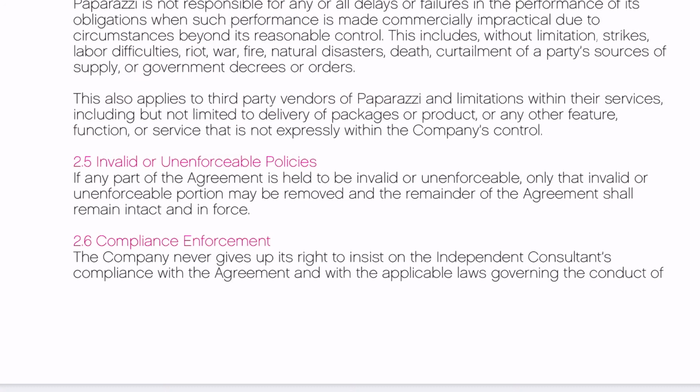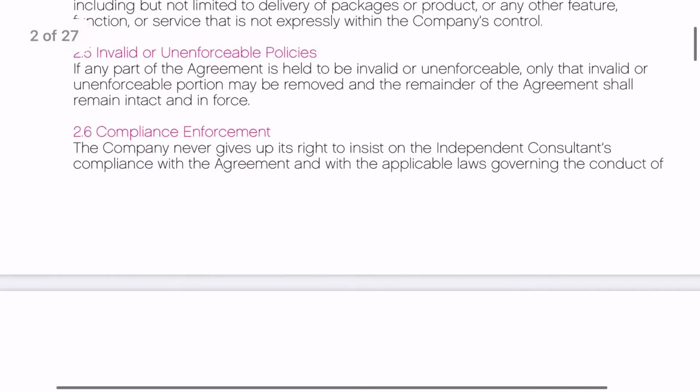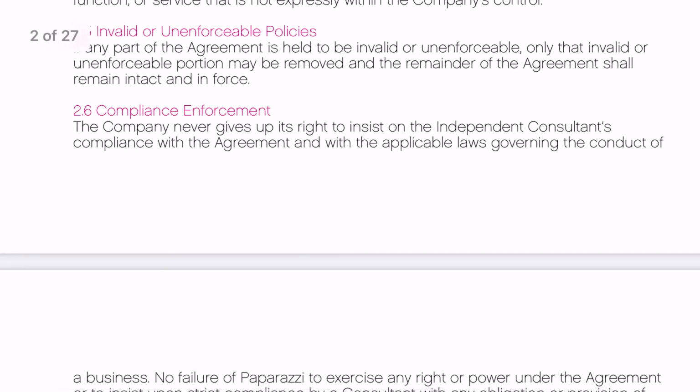Now, Section 2.5 talks about the invalid or unenforceable policies. If any part of the agreement is held to be invalid or unenforceable, only that invalid or unenforceable portion may be removed, and the remainder of the agreement shall remain intact and in force. Now, Section 2.6, which is the last section of Section 2, is the compliance enforcement.